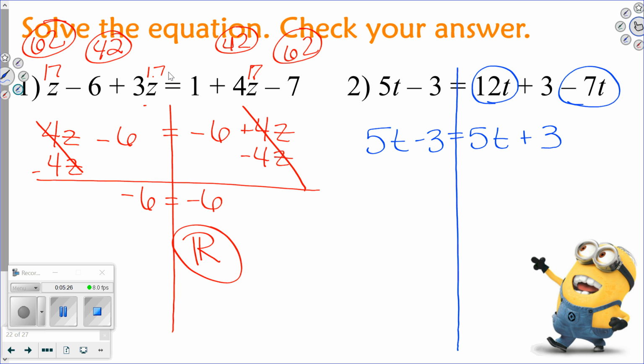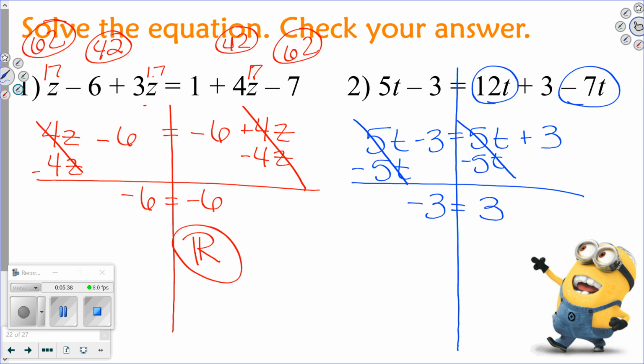Okay, and then I'm going to move my variables to get them all together. So I subtract 5t. And they cancel. So now I have negative 3 equals 3. Yes? No? Does negative 3 equal 3? No, those are not the same. That is no good. So this is no solution.